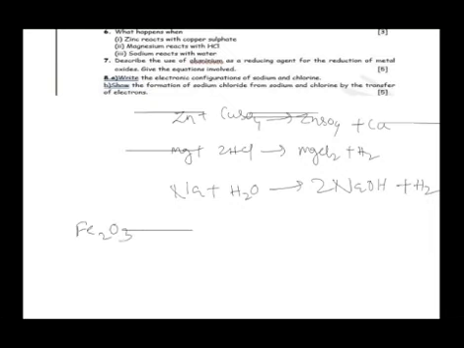You can write it as Fe2O3 plus 2Al gives 2Fe plus Al2O3. This will be the reaction.